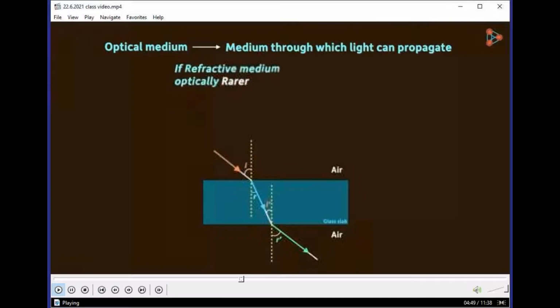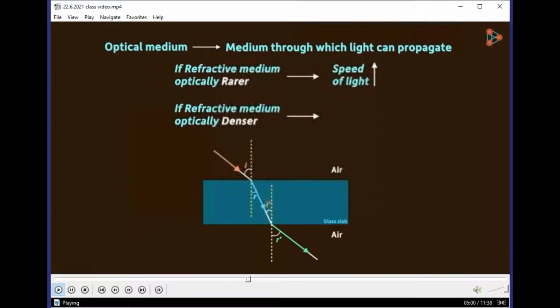If the refractive medium is optically rarer compared to the incident medium, then the speed of light in it will be greater. And when the refractive medium is optically denser compared to the incident medium, the speed of light in it will be lesser. So here, the speed of light depends upon the medium. Note that in both cases, we are comparing the speed of light with the speed of light in the incident medium.